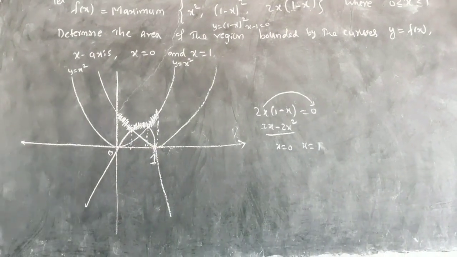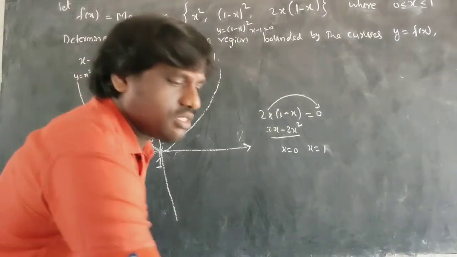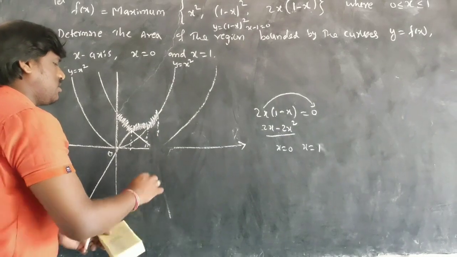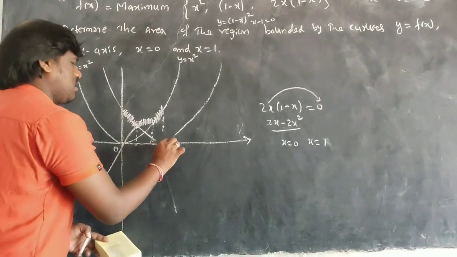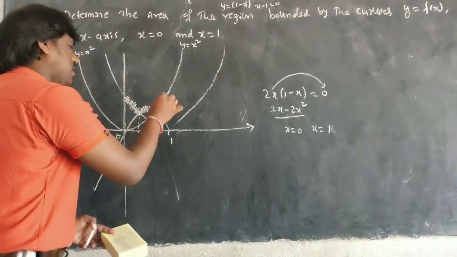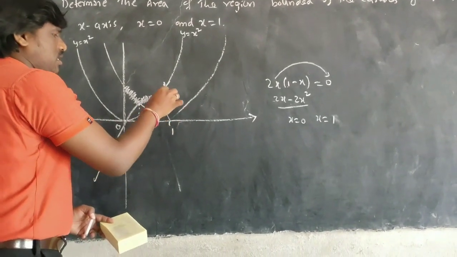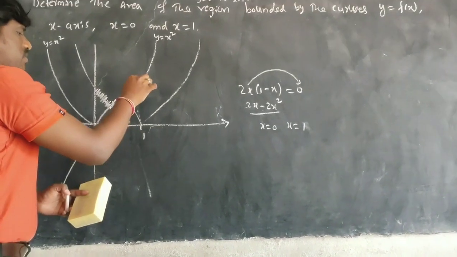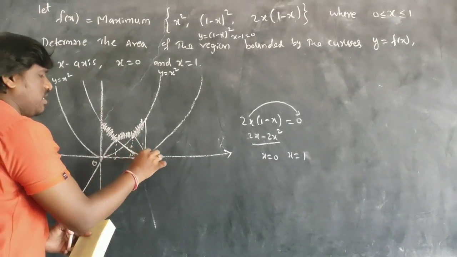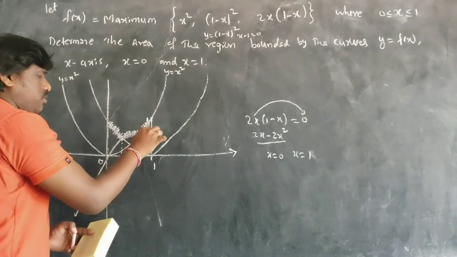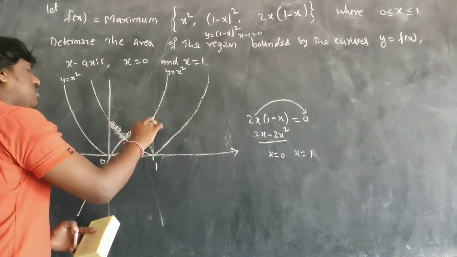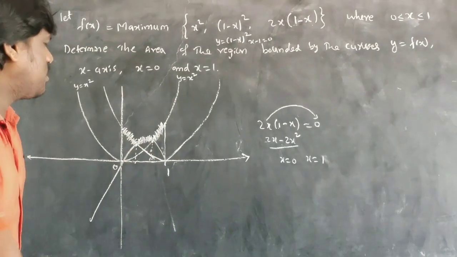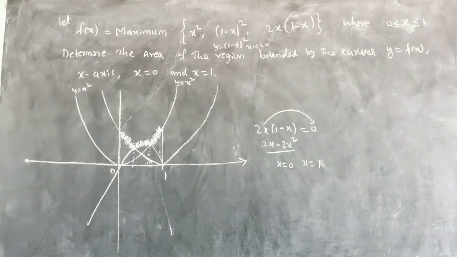Is it clear, everyone? See here what I want to say. This intersecting point is not near this 1. If 1 is here, the intersection is happening before it. So this is point 1, and the graph is moving like this. Till point 1, this is the highest point, the maximum. You have to find this area. Hope you understand now.